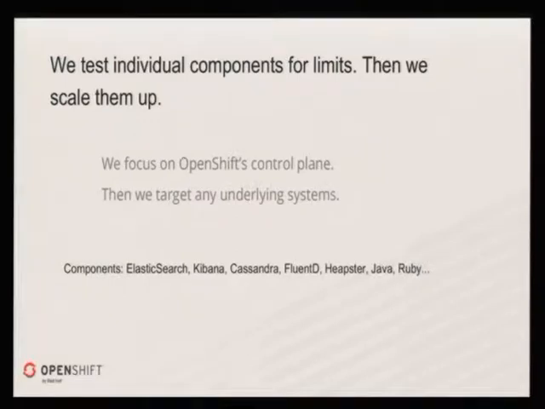So as I was saying, our approach usually is to go for individual components, testing them for limits. Then we try installing them at larger scales in bigger clusters, like 100 nodes, 200, 500, up to 1,000. I think 1,000 nodes was the limit we did. So first, we have tools to stress both the control plane, like the API server, etcd, the scheduler, and the kubelets running on all the nodes.